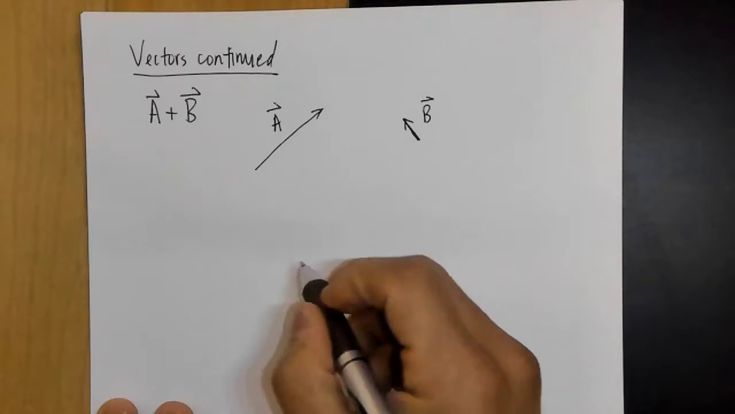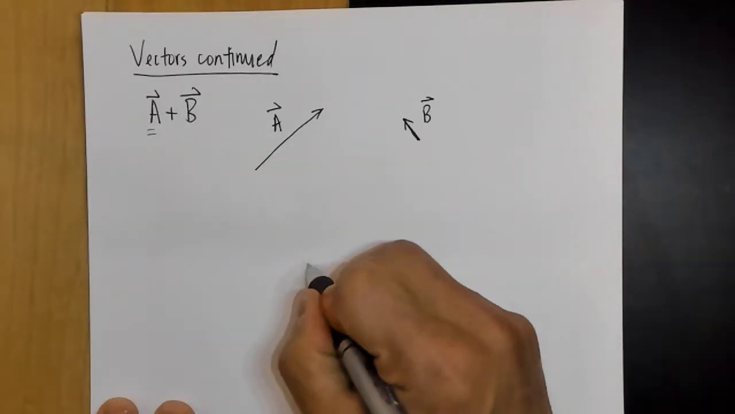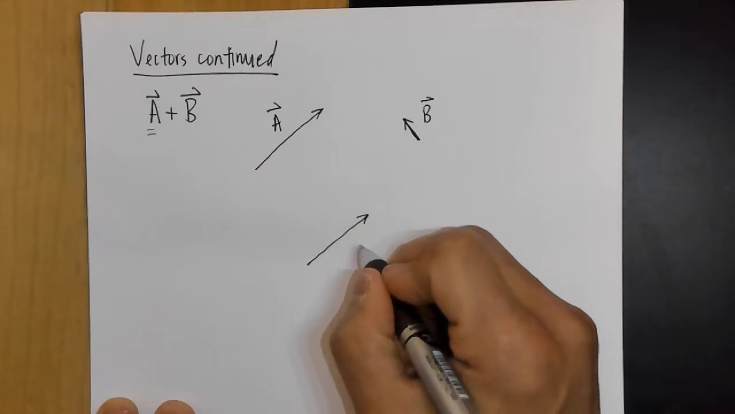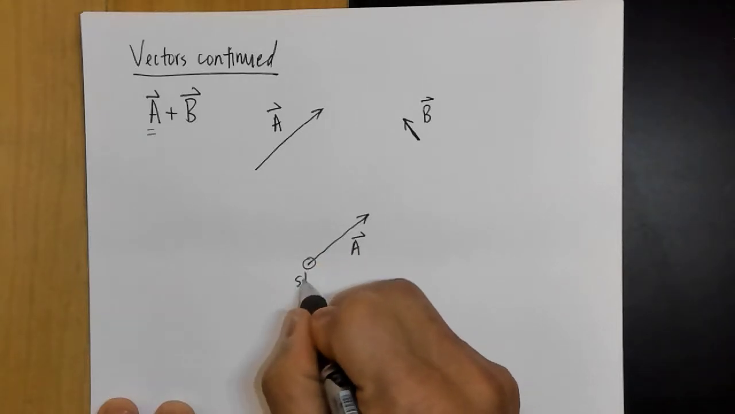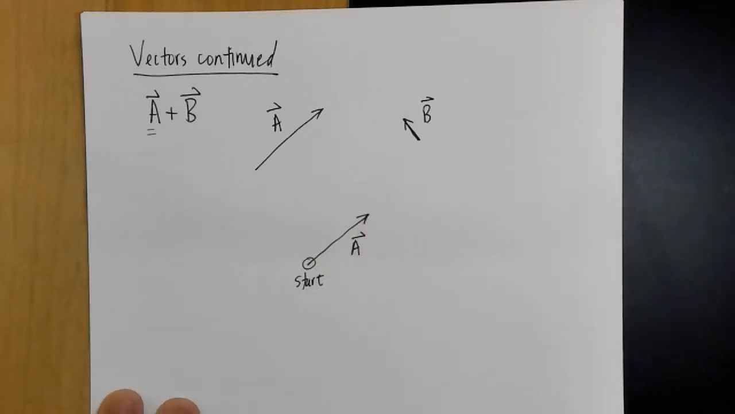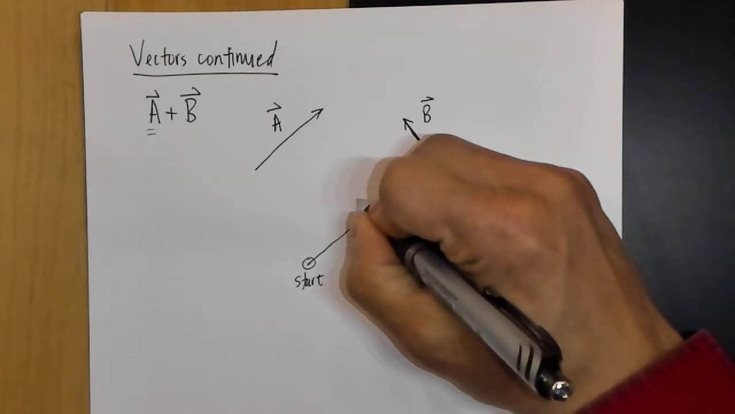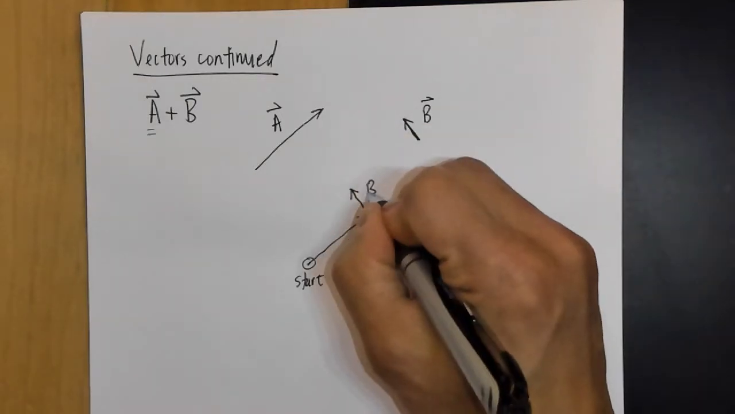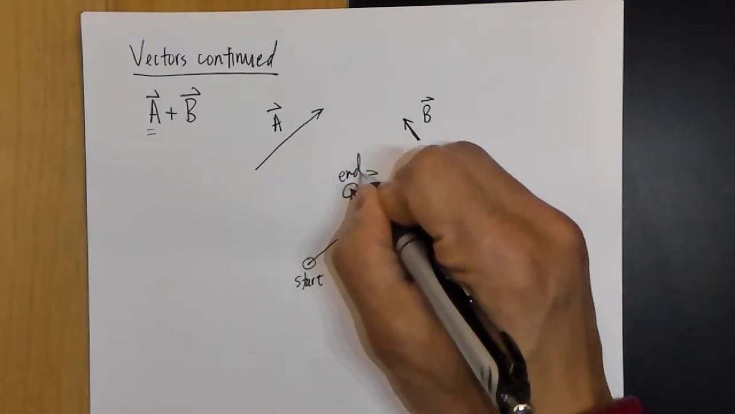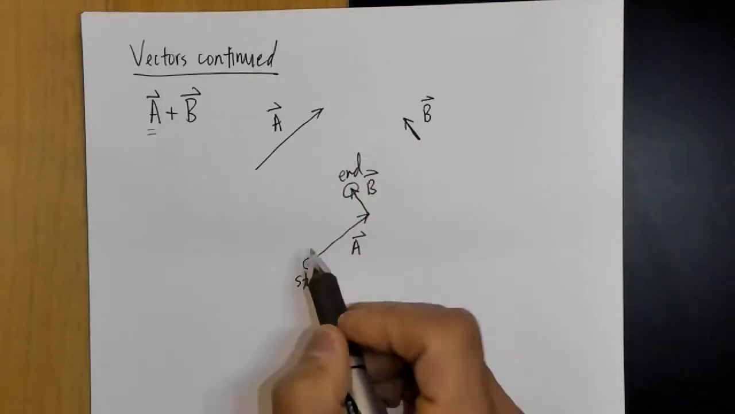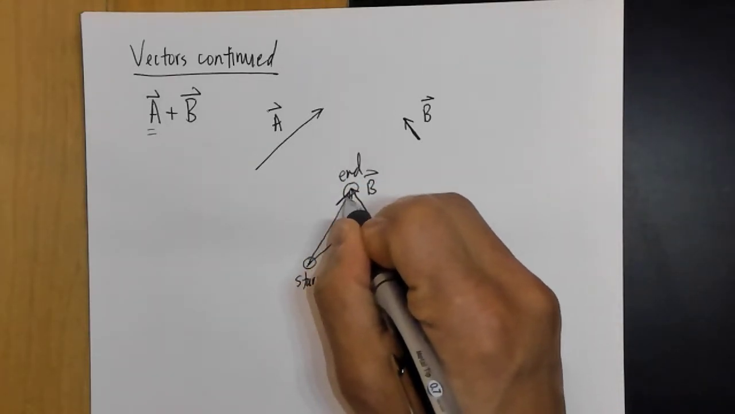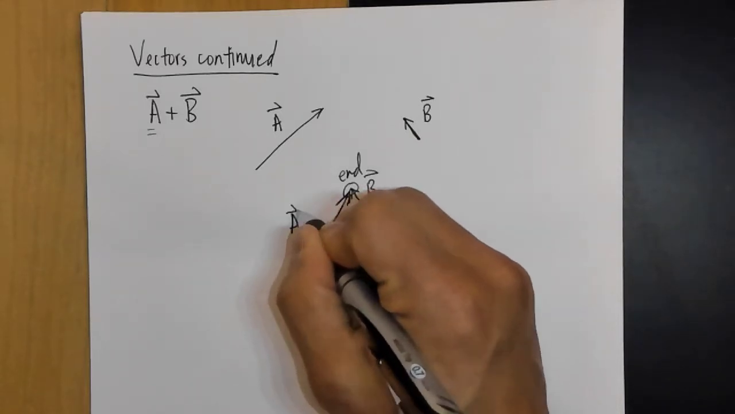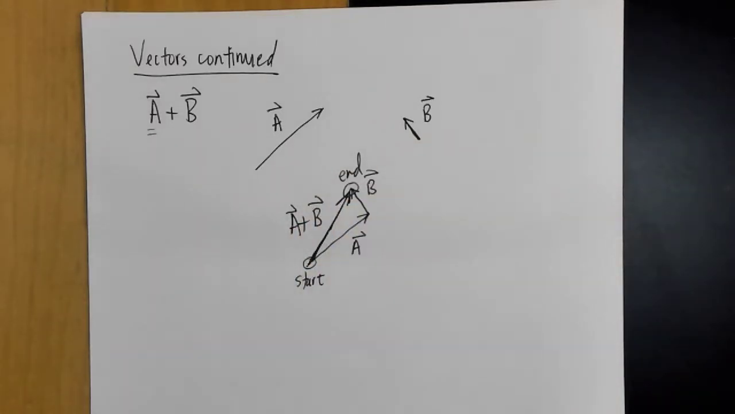Then to add A and B, remember you take your first vector, you draw it. That's my A. And then this is what I call the starting point. And this is the endpoint of A. From the endpoint of A, I draw B. Okay? And then this is going to be the final endpoint. And so going from the very start to the very end, that is going to be my A plus B. Okay? Are there any questions about this?